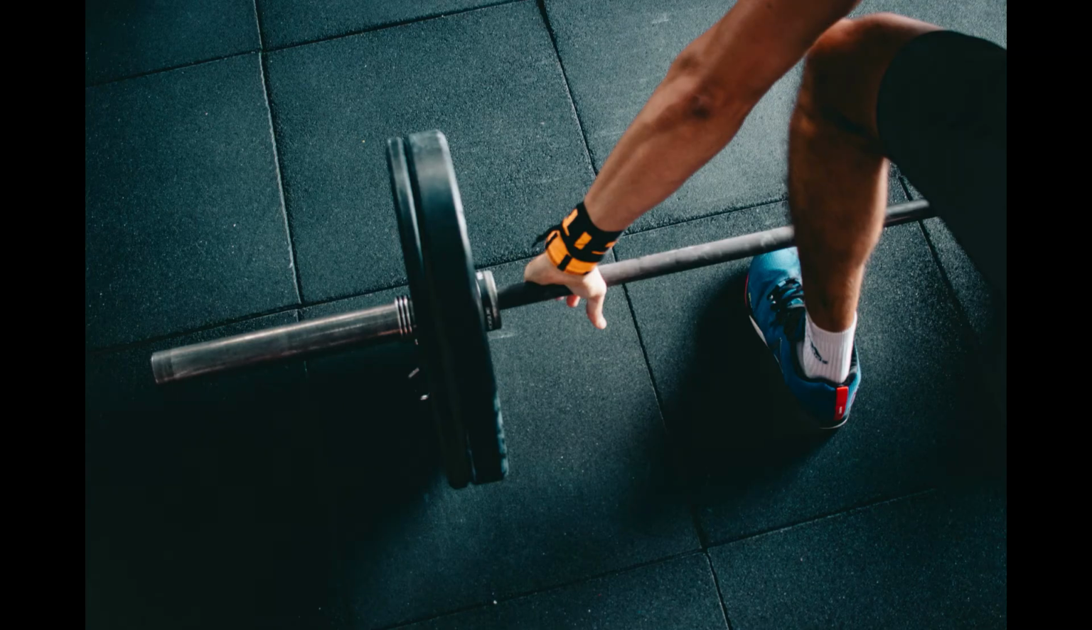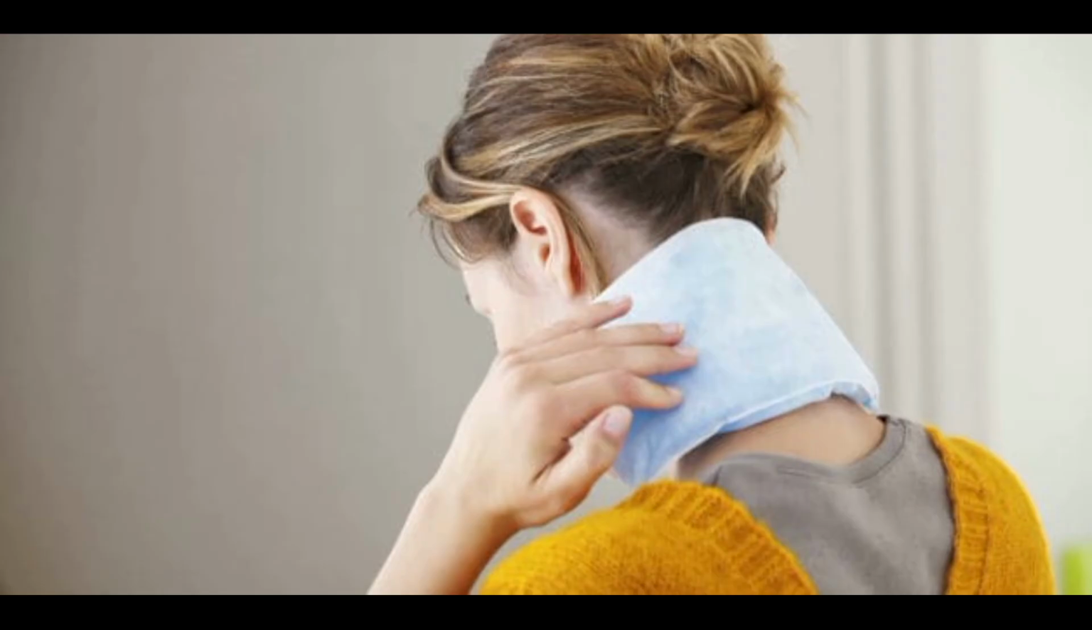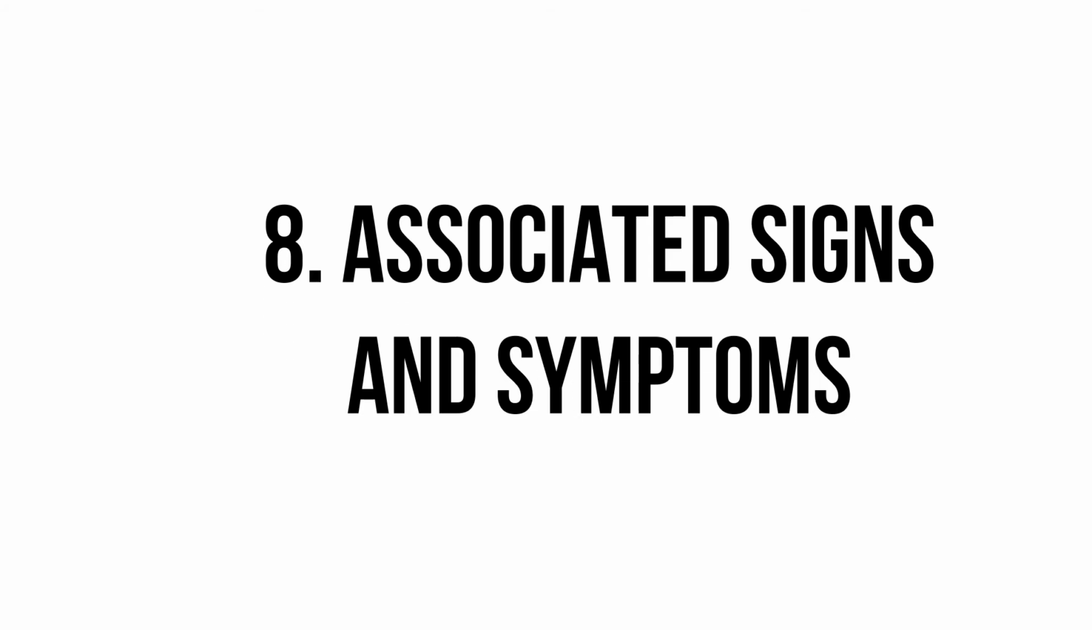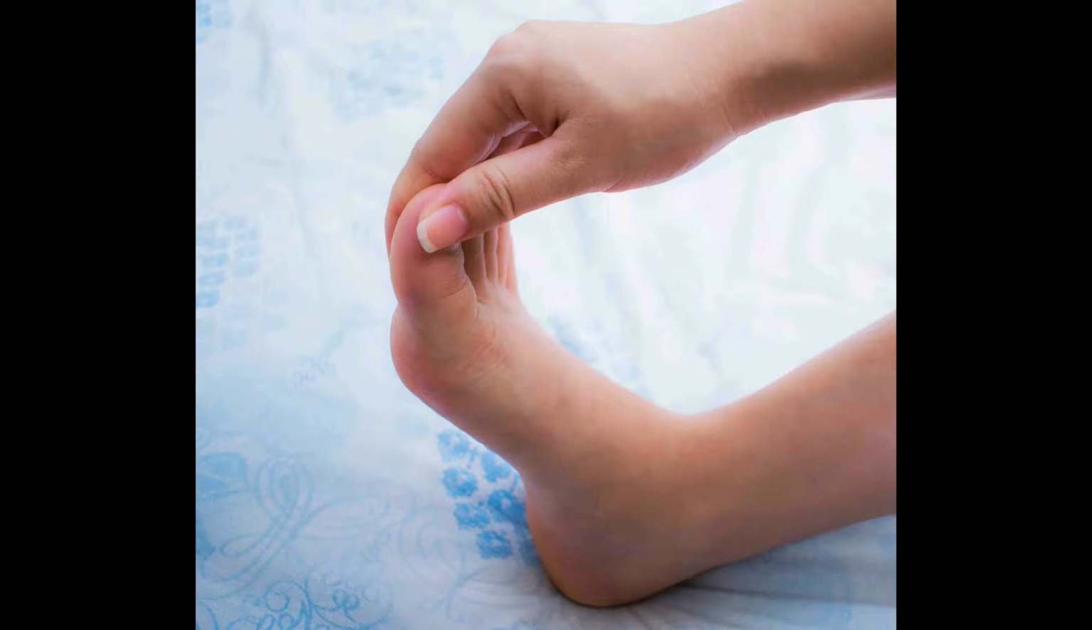Number 6, context. Example, when the pain started. It started while lifting a large object at work. Number 7, modifying factors. For example, the pain is better when heat is applied or after a medication is taken. Number 8, associated signs and symptoms. For example, numbness in toes.